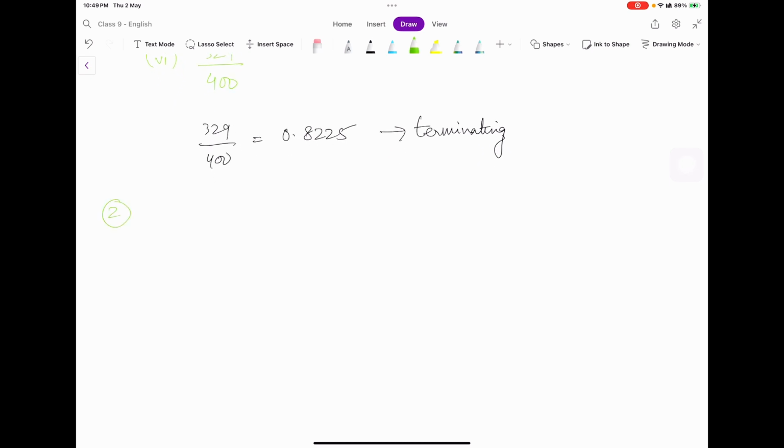The second question is the same thing. It is given that 1 by 7 equals 0.142857, the decimal expansion is given. It is told to find the decimal expansion of 2 by 7, 3 by 7, 4 by 7, 5 by 7, 6 by 7, without division.